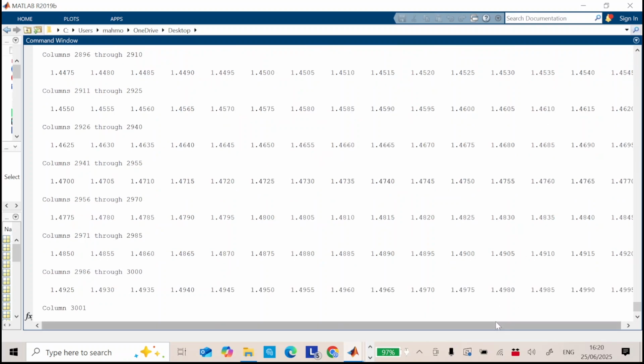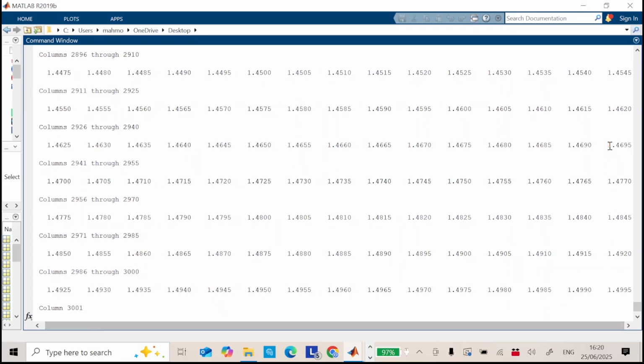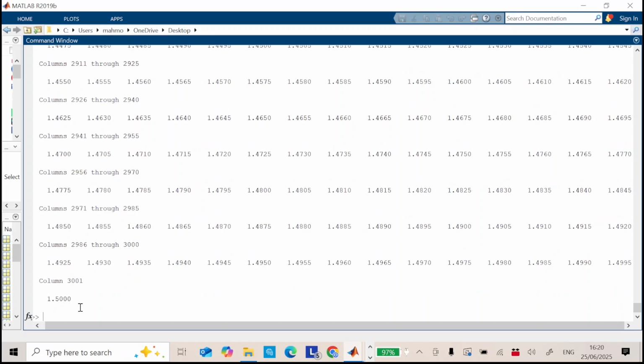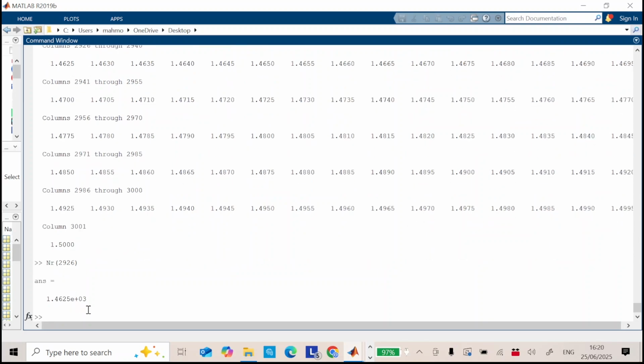So where is 1462.5? That one shows me that 1462.5 will be at the counter 2926. We need to record this value, right? So how are we going to make sure that we are correct? We are going to write here NR of 2926. That one should give you 1462.5. So we're going to use this value for anything else.